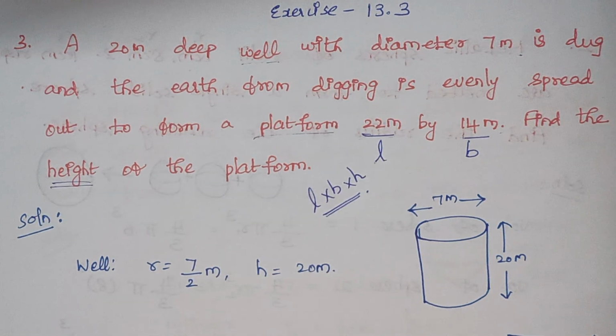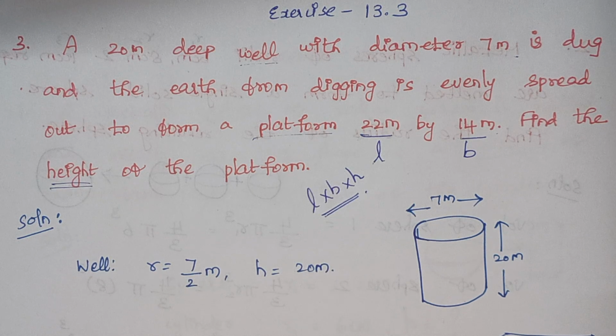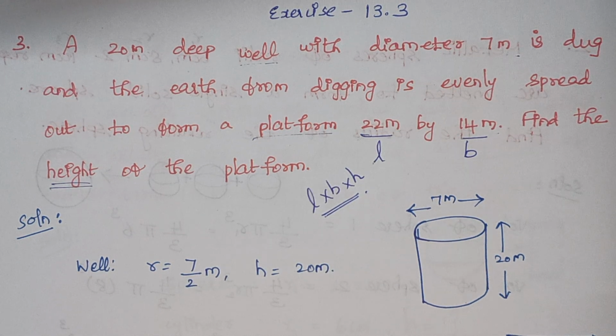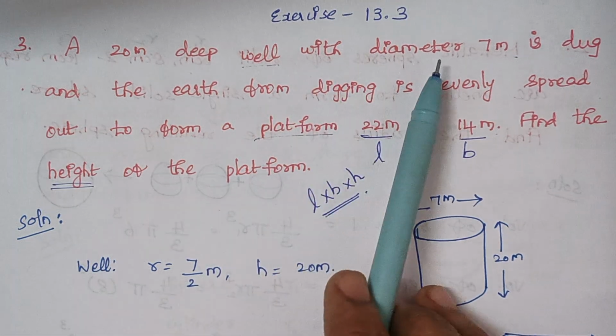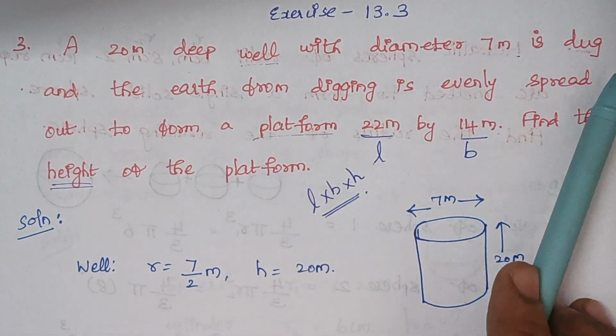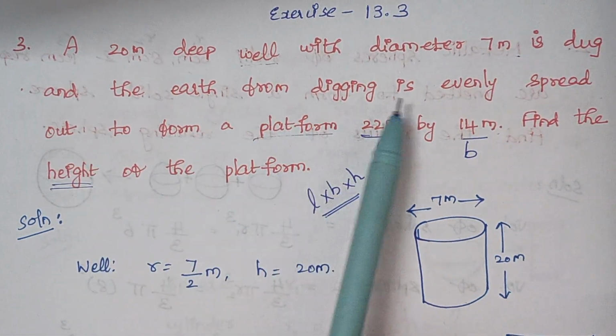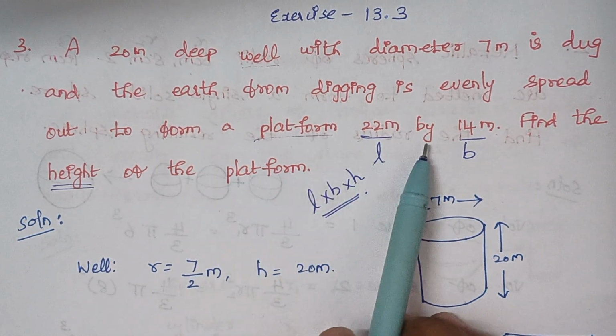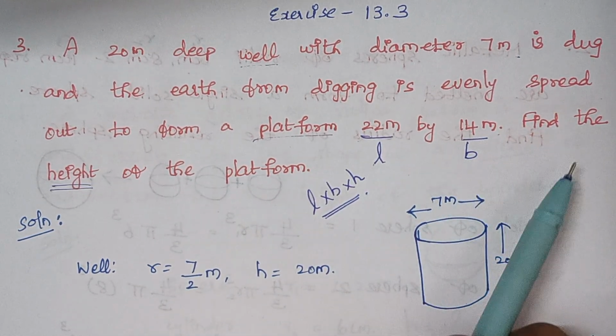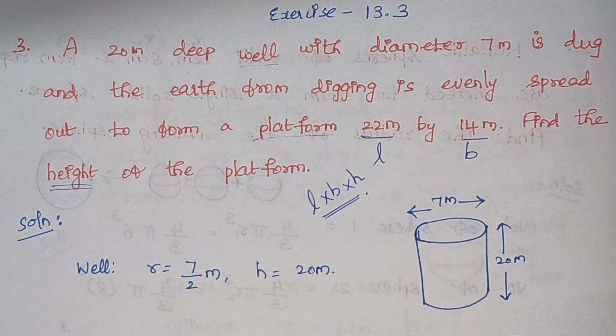Today we are going to solve problem 3 and 4 in exercise 13.3. Problem number 3. A 20-meter deep well with diameter 7 meter is dug and the earth from digging is evenly spread out to form a platform 22 meter by 14 meter. Find the height of the platform.